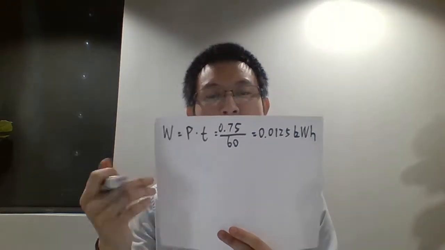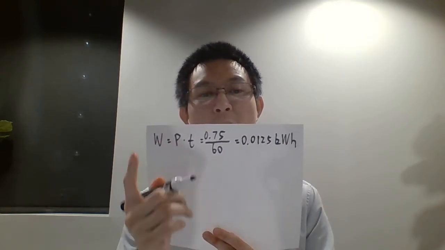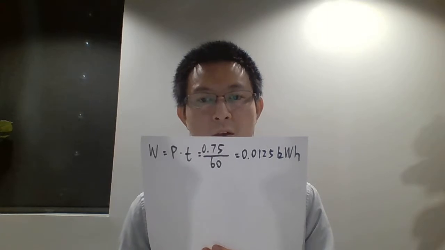Which is 0.0125 kilowatt hour, right? Now this is how much energy you use for just 1 minute of this microwave.